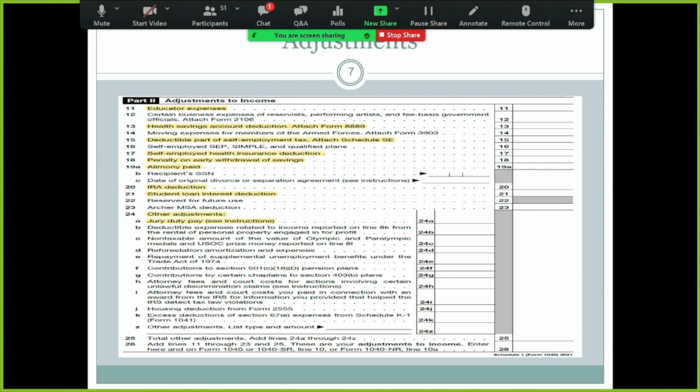Again, part 2 of the 1040 Schedule 1 shows the adjustments that I just mentioned. Typically, you will add up all of these adjustments, and the total will then be carried to Form 1040, line 10.